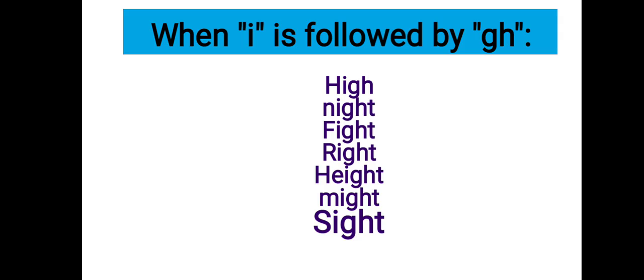Okay. Second situation or case is when I is followed by GH. Thigh, high, night, light, fight, right, height, might, sight. So whenever I is followed by GH, then we will pronounce I as I. Okay.